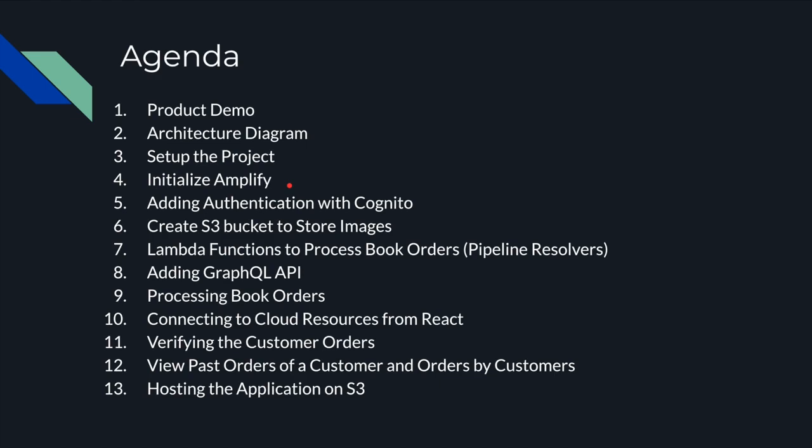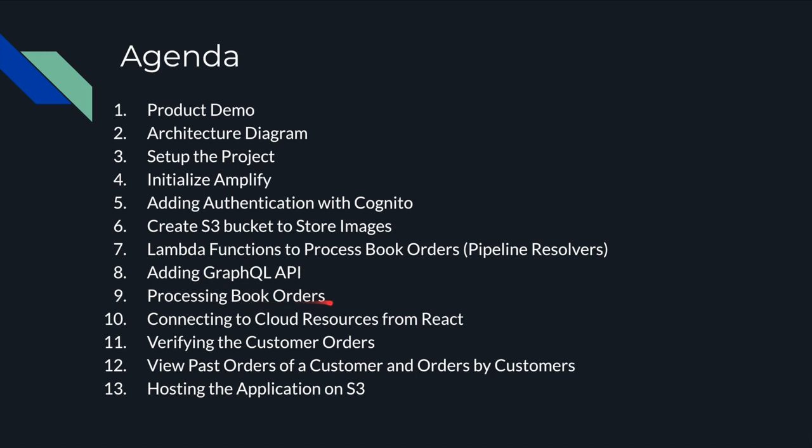Then we are going to add multiple Amplify categories, starting from the authentication, which will handle all the login, sign up, all that part. And then the storage category, where we'll create an S3 bucket to store images. We will also use the function category to create two Lambda functions for pipeline resolvers to handle the checkout functionality. Then we will also be adding the API category, and we'll specifically add a GraphQL API so our front end can communicate with the DynamoDB tables and so on.